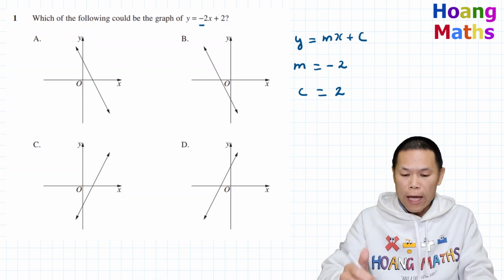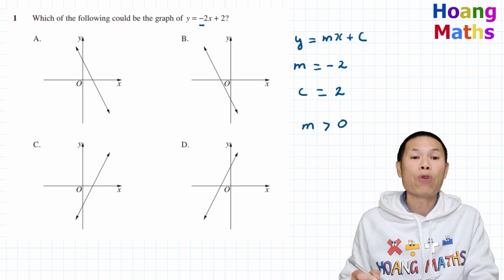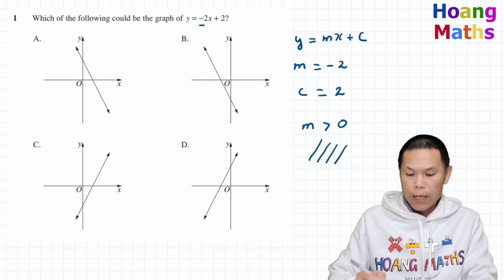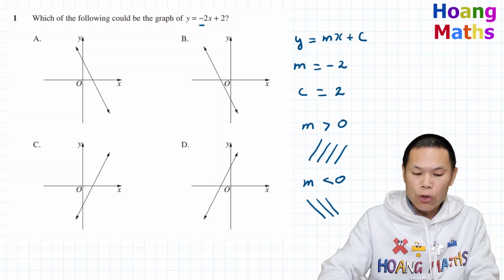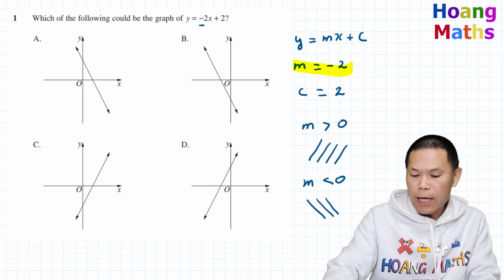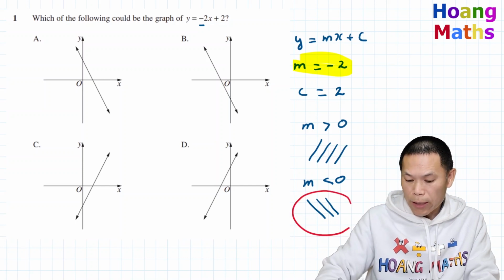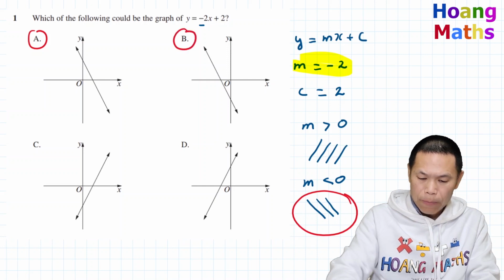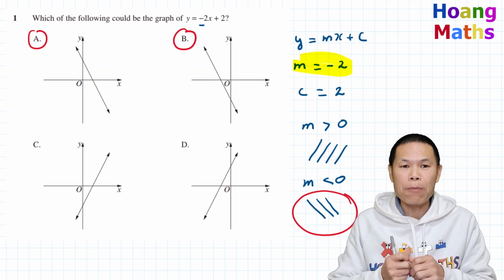And we need to know that when the gradient is positive, that is greater than 0, the line should go this way. Okay, we have positive gradient. If it's negative gradient, that is m less than 0, then the line goes this way. So at the moment, m is negative 2. So therefore, the line has to go this way. So that is either A or B here. So the answer is either A or B. Then we can investigate further.